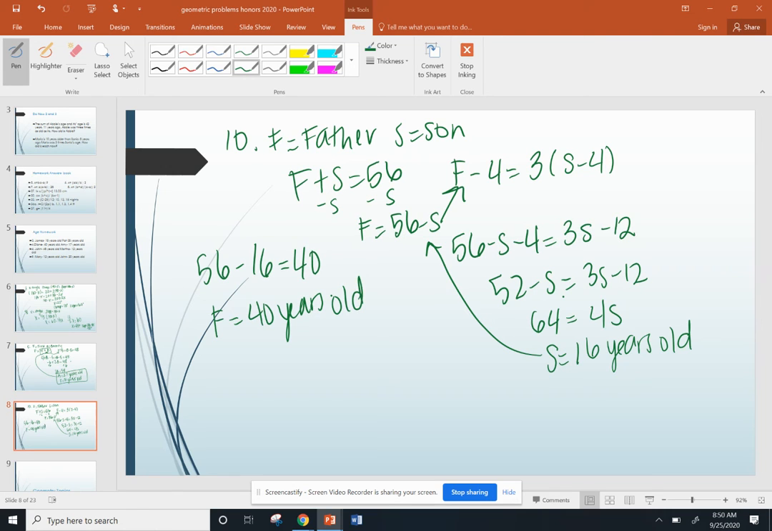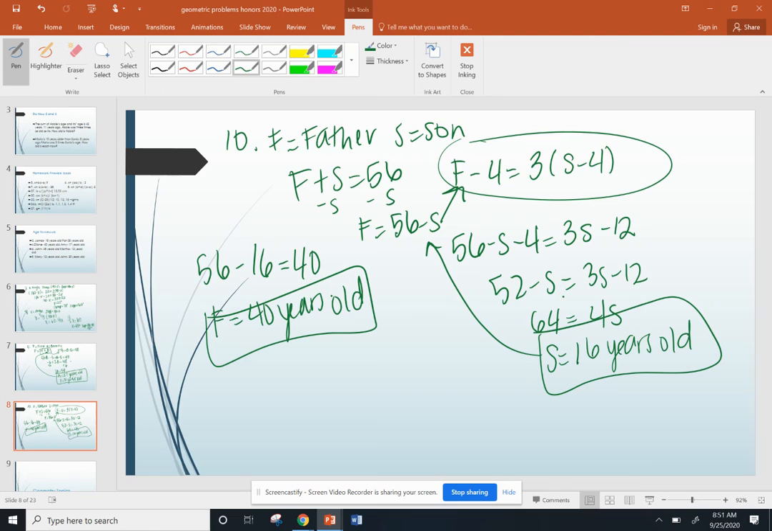And we can test this. If we plug into this type of formula, we have 40 minus 4 gives me 36. The 16 minus 4 gives me 12. If we multiply that by 3, we get 36. So they both even out, and that's exactly what we wanted. So you can box it off, and that would be our final answer.